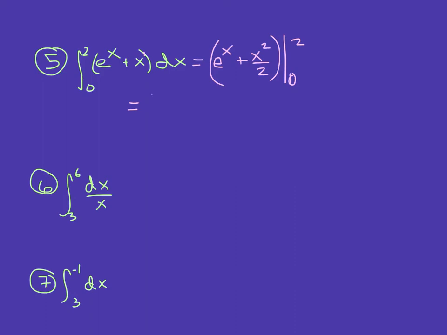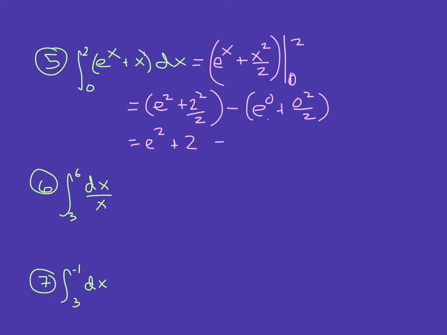So I first am going to get, when I evaluate it at 2, e squared plus 2 squared over 2. Then I get minus e to the 0 plus 0 squared over 2. And e squared, I would recommend not trying to evaluate that. I think it's better just to leave that as e squared. Then I get plus 4 over 2, which is 2. Minus, this is equal to 1, this is equal to 0, so it's going to be minus 1. So my final answer for this one is just e squared plus 1.